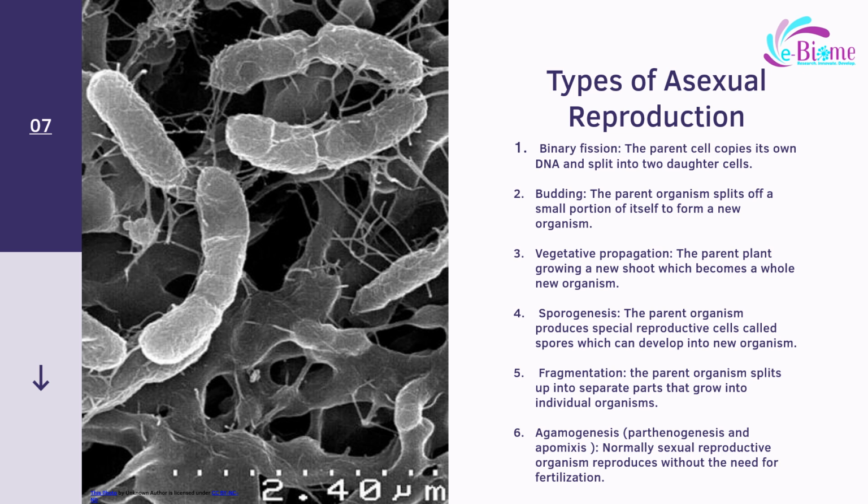Agamogenesis can be broken up into two different types. These types are parthenogenesis, which typically occurs in animals, such as some species of fish, sharks, snakes, and lizards, and the other type is known as apomixis. Apomixis typically occurs in plants.